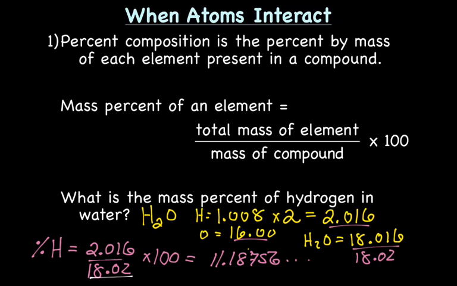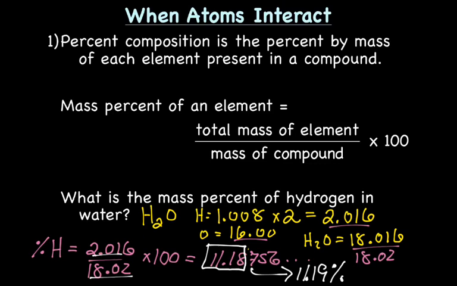We have here 4 sig figs and 5 sig figs. So our final answer is going to be these here. So the percent hydrogen in water is 11.19%. Okay, so that is how you figure out the mass percent of an element in the total compound.